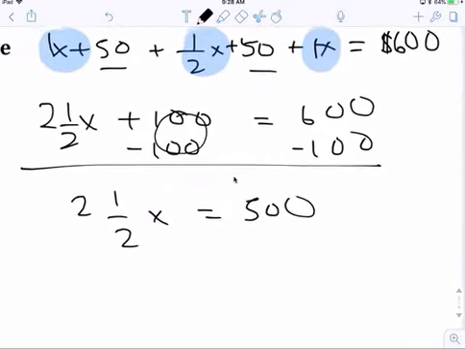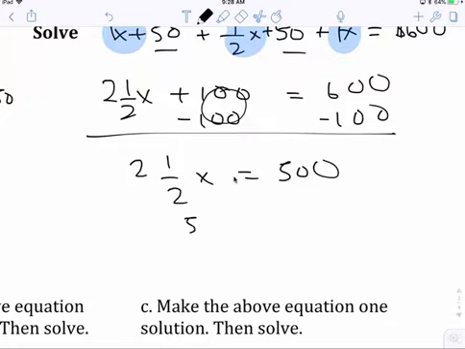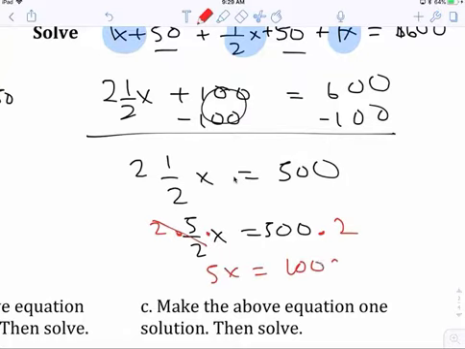Let's make it improper. 5 over 2 x equals 500. Okay, here you can multiply by the least common denominator of 2 and then divide by 5, or divide by its reciprocal, 2 over 5, or I'm going to multiply by the least common denominator. 5x equals 1,000. Okay, and then divide by 5, I get 200.